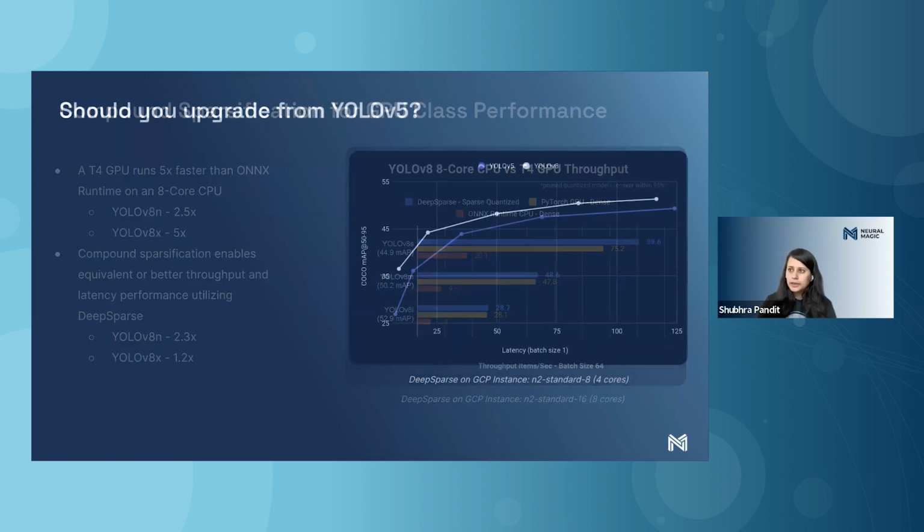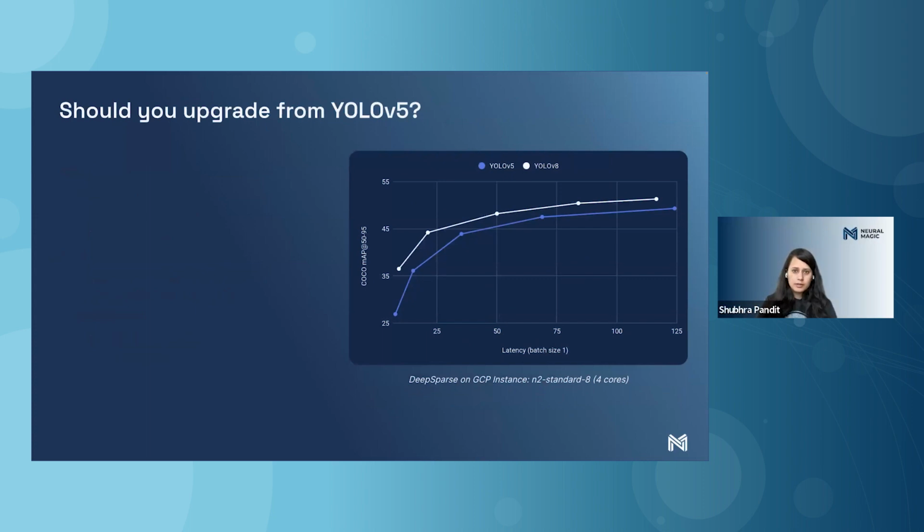So now, assuming that you've been using our optimized YOLOv5 models, or if you want to consider the YOLOv8 models, should you actually go for it? Yes, we recommend that you do, because all of the YOLOv8 models are more accurate for a given speed or faster for a given accuracy than the YOLOv5 models.